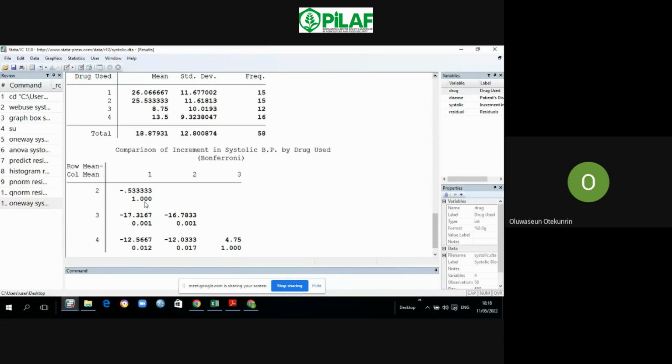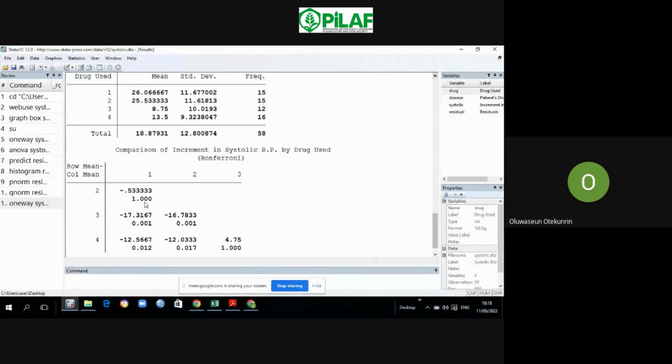And for those two pairs, for instance drug 2 and drug 1, the null hypothesis says they have the same effect. They have the same impact on systolic blood pressure. And what are you trying to test? You are trying to say that they do not have the same impact.